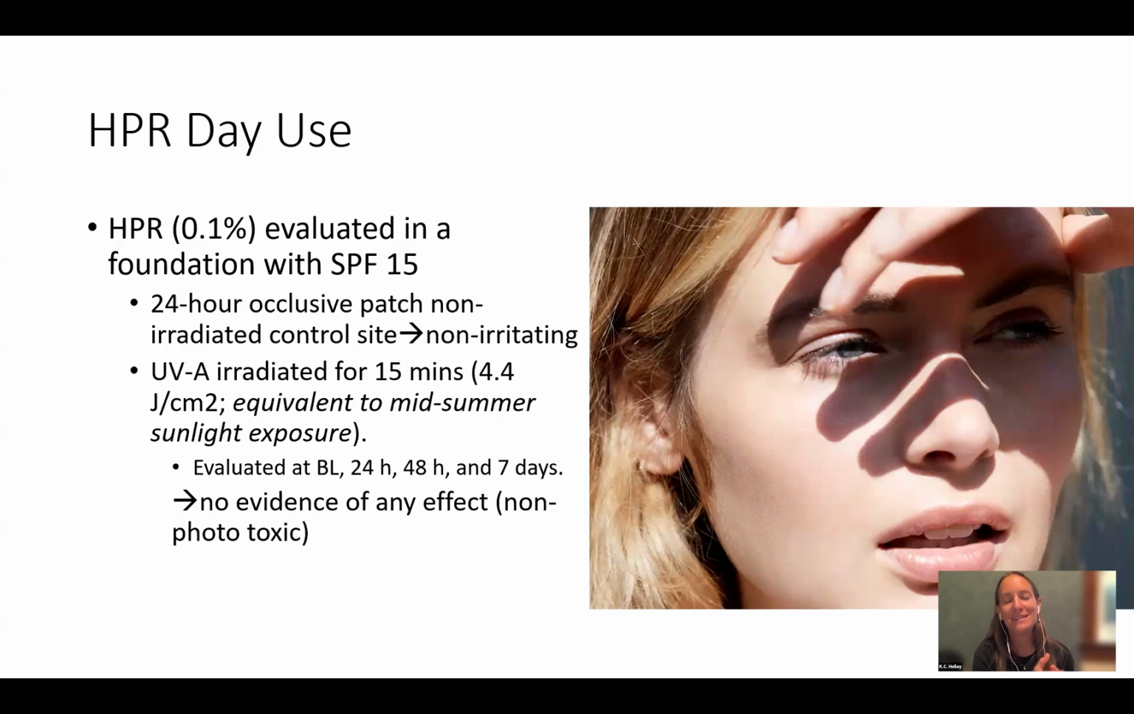And they evaluated the skin at baseline, 24 hours, 48 hours, and 7 days. And what they found is that you didn't get the phototoxicity with HPR use that you would get with typical retinols. Again, usually when you're using a retinoid, if you go out into the sun, that exacerbates some of those skin reactions that are associated with it because you're having that cell turnover.